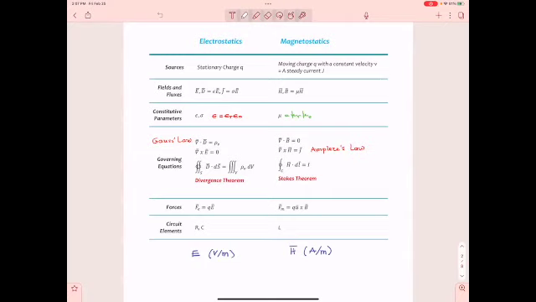Now let's go to magnetostatics. What does this tell me? That the divergence of B is 0. It tells me that the magnetic field lines do not start anywhere and do not terminate anywhere, which means they will close. They're closed lines, right? Or in other words, there are no magnetic charges where the lines start and terminate.